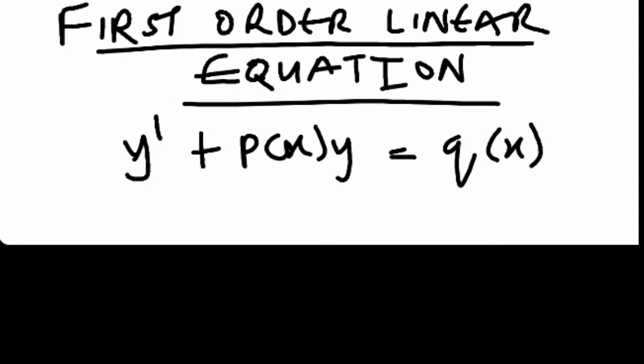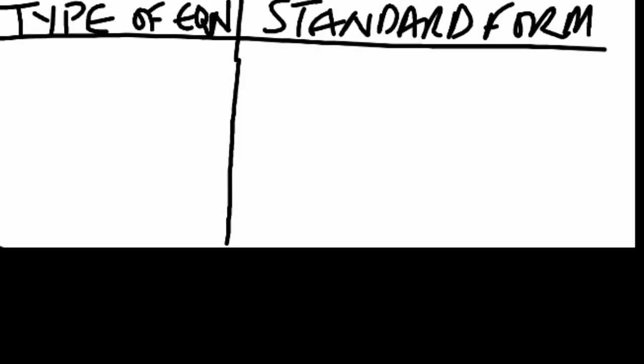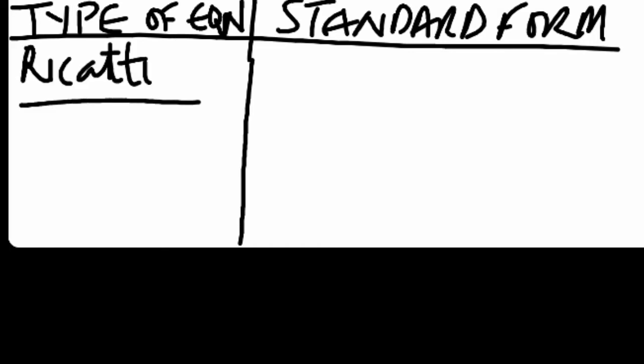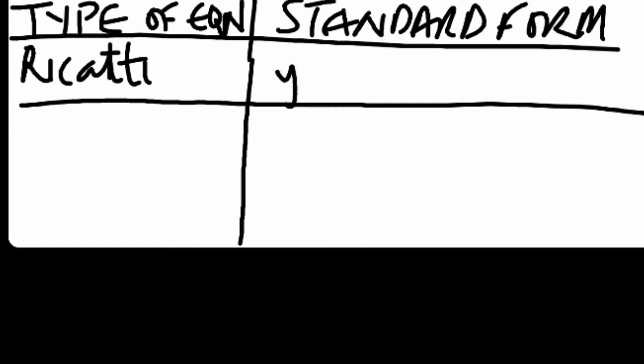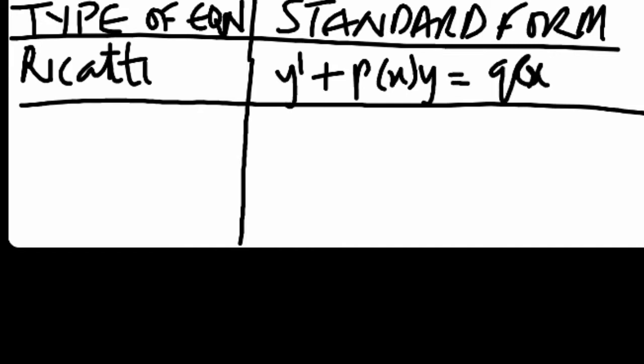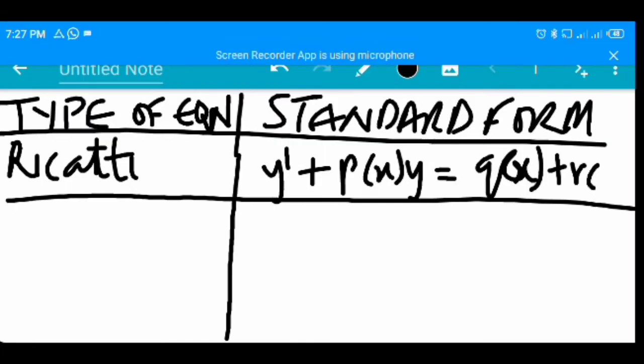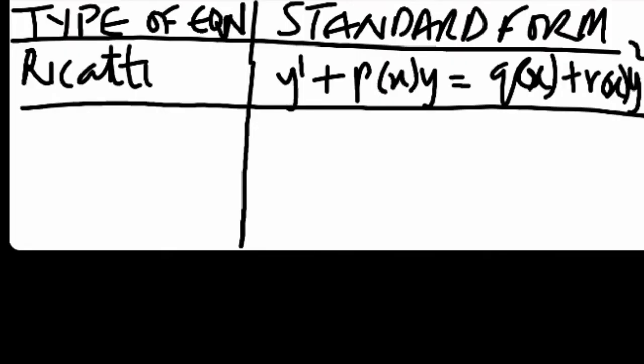So for now, I just want to make something like a table showing the 3 different equations' general standard form, so that you can see them clearly before we take a problem to solve. So type of equation and then standard form. So let's start with Riccati. So what can you remember about Riccati? Riccati is just saying what? y prime plus p(x) y is equal to some function of x alone plus one function of x times y raised to power 2.